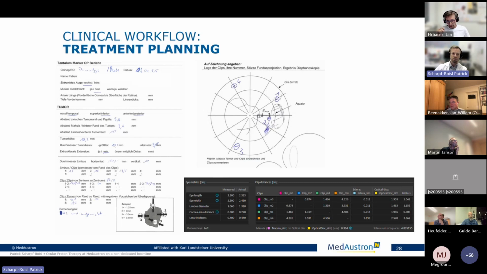We currently override the structures due to the artifacts created by the clips, but we performed some evaluations also on calculated CT Hounsfield units to make sure that the range uncertainty due to the override is within acceptable terms.